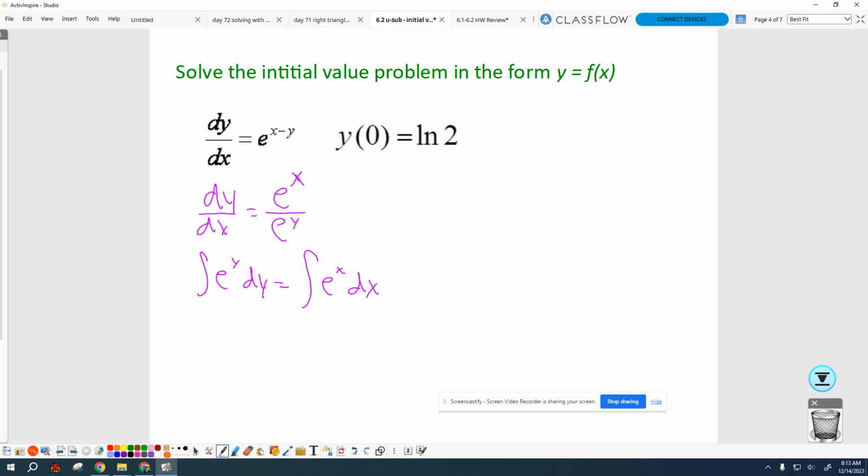Is this super easy to integrate, or am I missing something? What's the integral of e to this stuff? E to this stuff. So Lily, what do I get? Equals e to the x plus c. Am I done? Yes, all right.